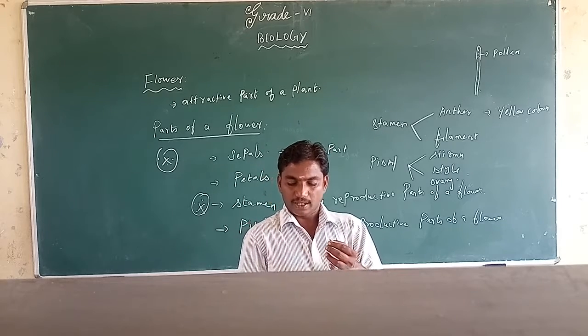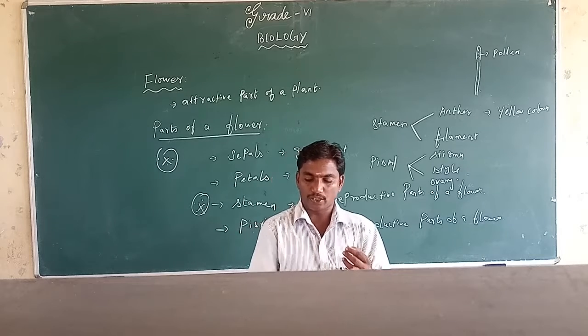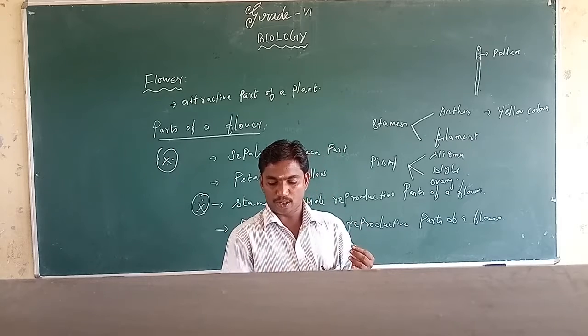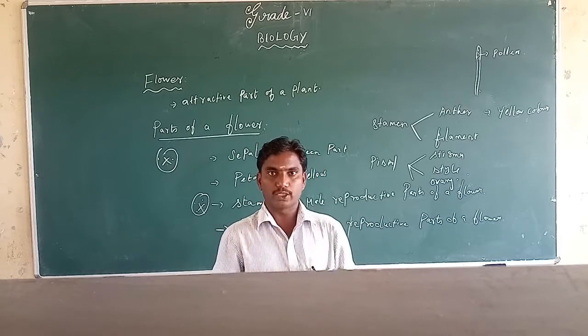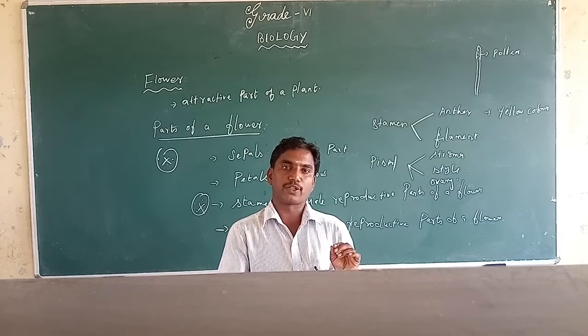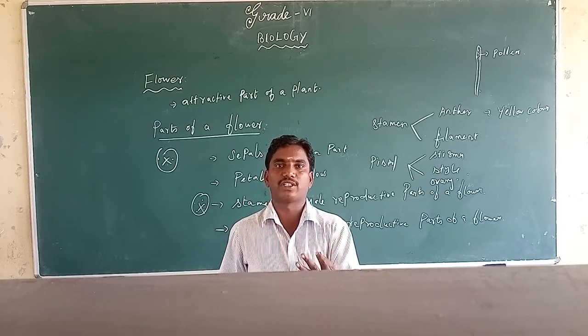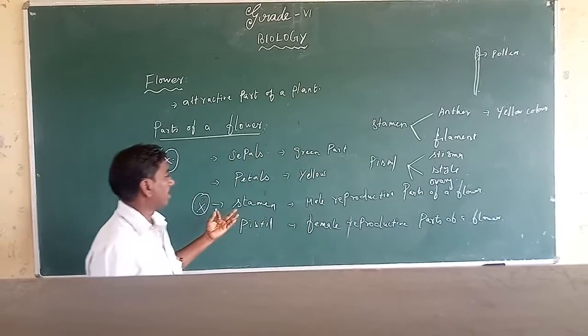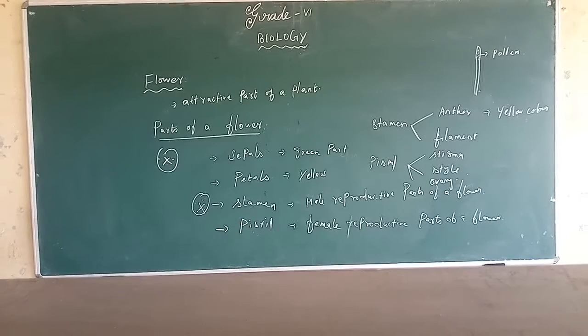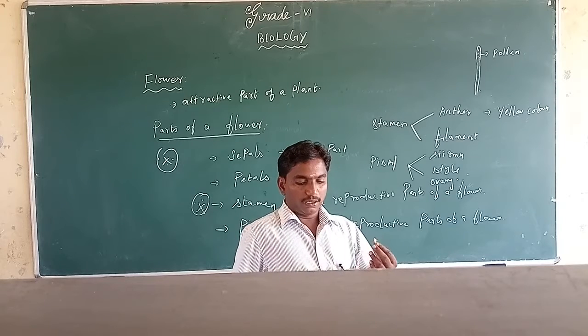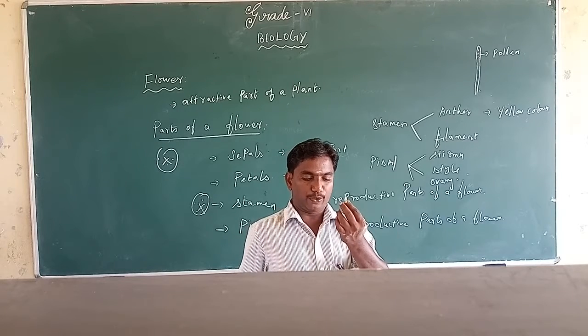Stamen. And see figures 7.21, 7.22 and 7.23. Figure 7.21 is a bell shaped flower, one kind of flower, and figure 7.22 shows the parts of your flower, like the stamens and pistil. The stamen is a male reproductive part, and pistil is a female reproductive part.